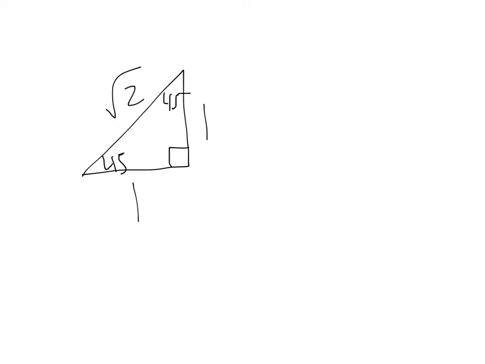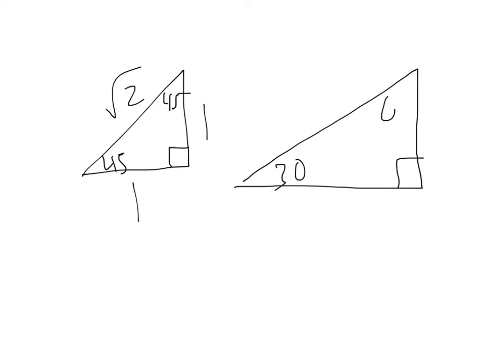So remember that. Then we've also got a 30, 60, 90. So this is 30, this guy is 60, and obviously our right angle is 90. And across from the 30 we have 1, across from the 60 we have root 3, and across from the 90 is 2. Alright?